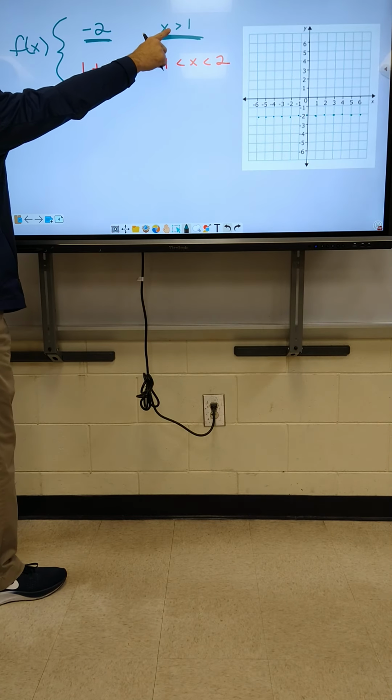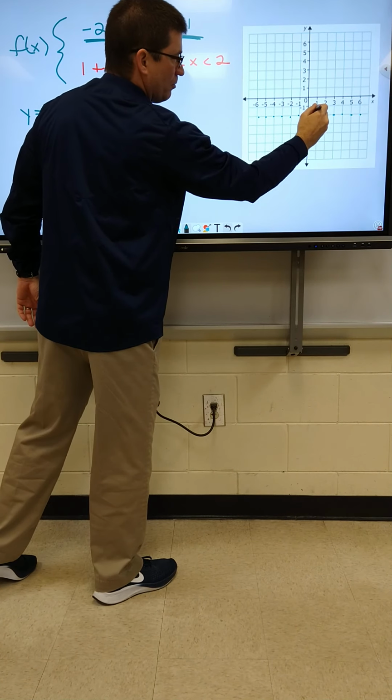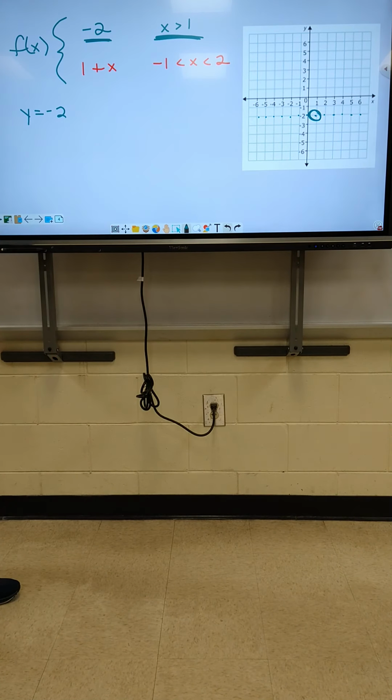All right, so I put an open circle at 1. Go to 1, follow it down, put an open circle right there where it meets the line. Open circle at 1. Y'all see why it's open and not closed? If it was greater than or equal to, it'd be closed.